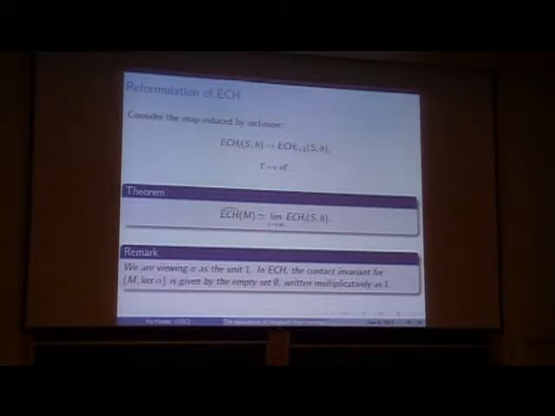As a side remark, in embedded contact homology, so in all these Floer theories, to each contact structure you can assign some sort of generator in these Floer homology groups. In embedded contact homology, the contact invariant for (M, kernel of alpha) is given by the empty set, usually written multiplicatively as a unit. So in some sense, you can think of this as the contact invariant, like the vacuum or the ground state.